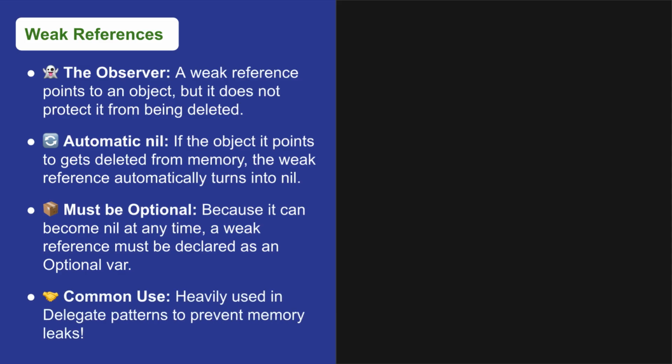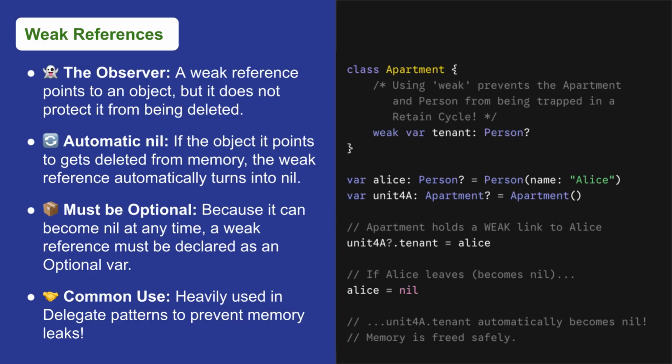In terms of common use cases, weak references are heavily used in iOS delegate patterns and closure capture lists to keep our classes decoupled and entirely prevent memory leaks. Let's look at the code structure on the right. Inside our apartment class, we mark our tenant property as weak. We instantiate Alice and unit 4a as optionals and build a link. The moment we set Alice equals nil, there are 0 strong references remaining to that person instance, so it deallocates completely. Because it was a weak property, unit 4a.tenant automatically transitions to nil, freeing our system memory cleanly and safely.